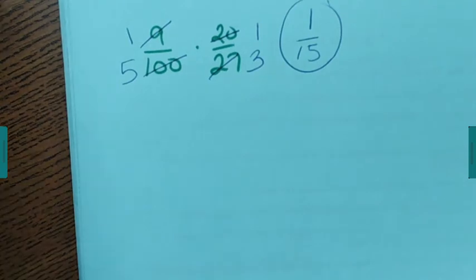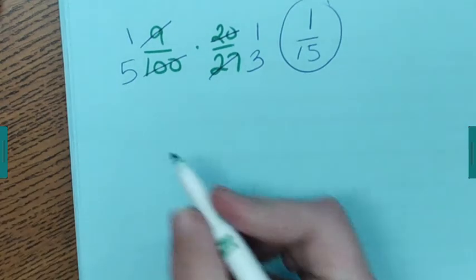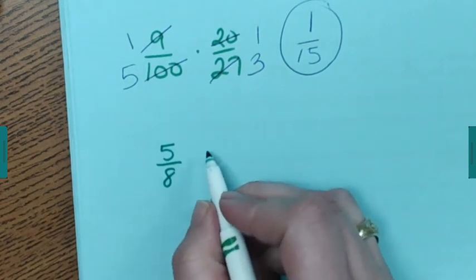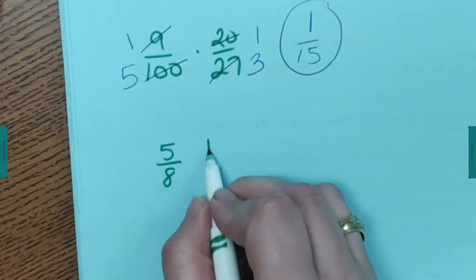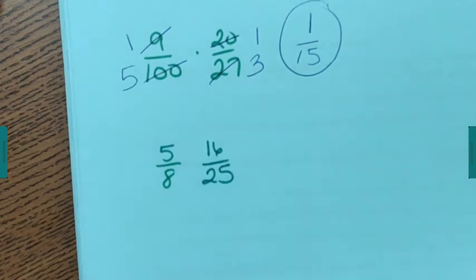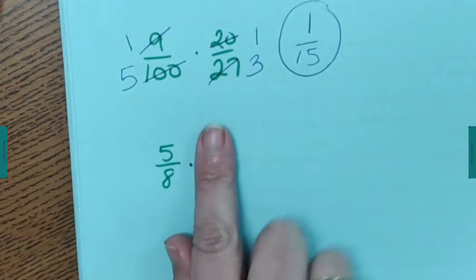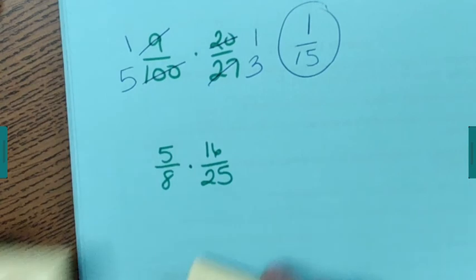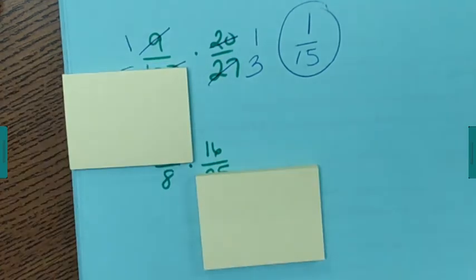Okay? Next, 5/8 and 16 25ths. Okay? I can't simplify 5/8. I can't simplify 16 25ths. But let me see if I can cross simplify. Can I? Yeah, what goes in there?